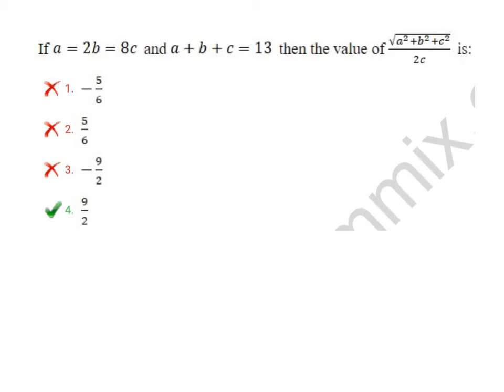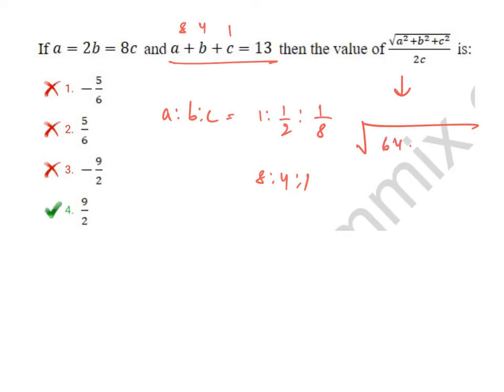A is equal to 2B is equal to 8C, which is nothing but A is to B is to C is 1 is to 1 by 2 is to 1 by 8. Multiply it with 8, you will get 8 is to 4 is to 1. Anyway, sum is 13, which means each part is 1 only. So, A is 8, B is 4, C is 1. Now, substitute in this. He is asking you A square 64, B square 16 plus 1 by 2C is just 2. 81, root of 81 is 9, so answer is 9 by 2.